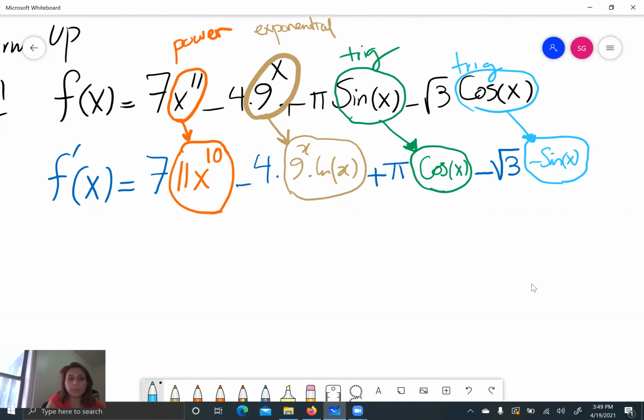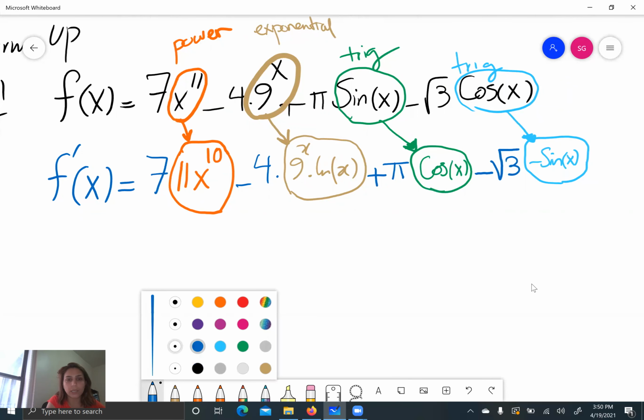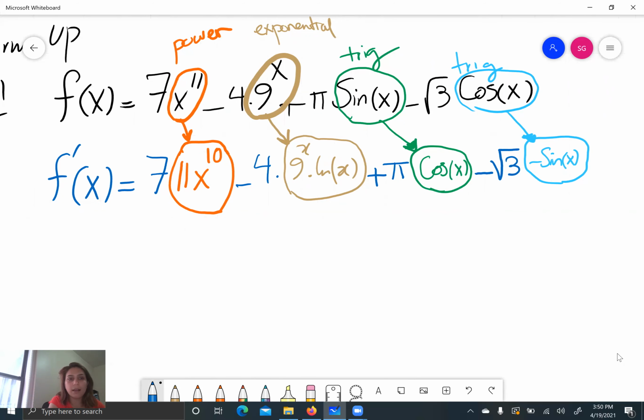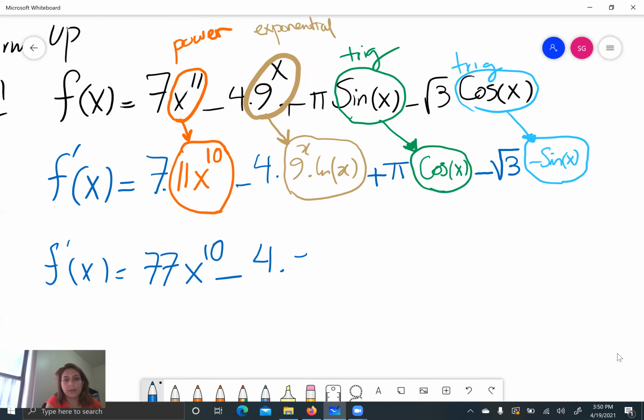So there we go. That's it, we took the derivative. If you just want to clean this up, you may rewrite it as: the derivative is 7 times 11 is 77 x to the power of 10, minus 4 times 9 to the x times natural log of, oh, I'm sorry, this is natural log of 9.